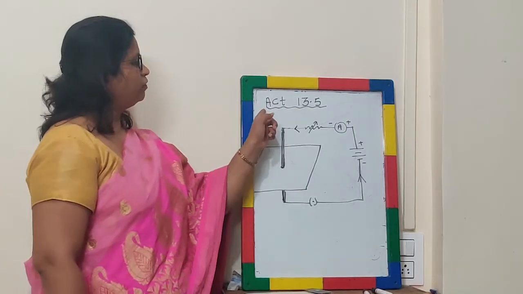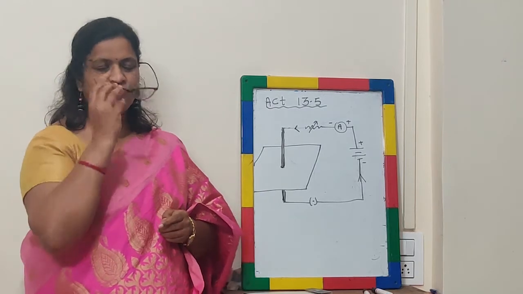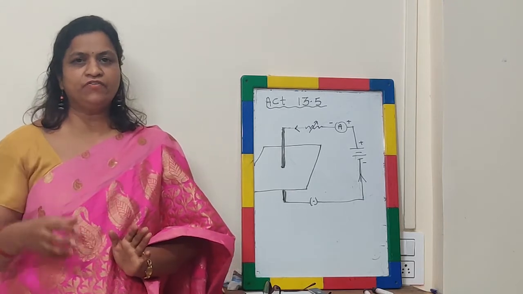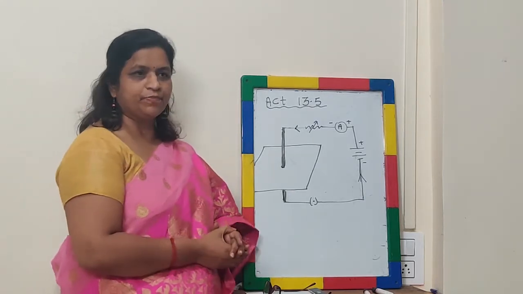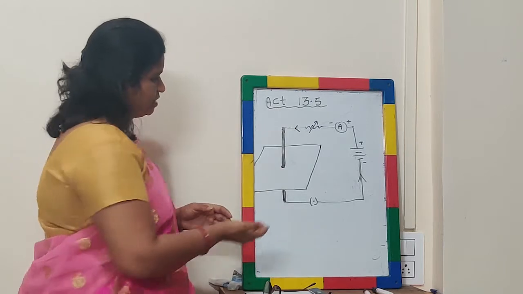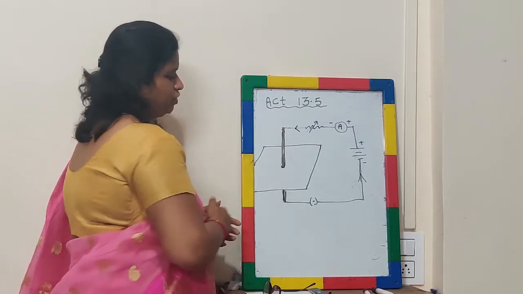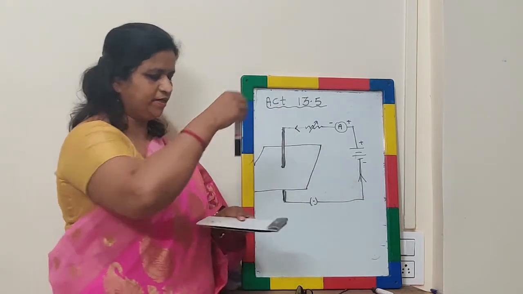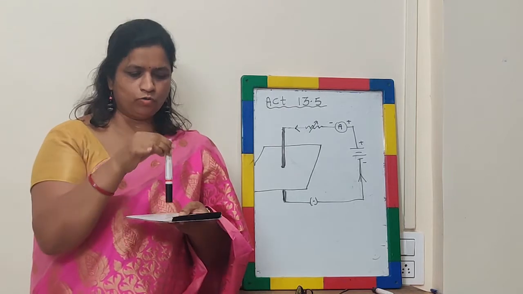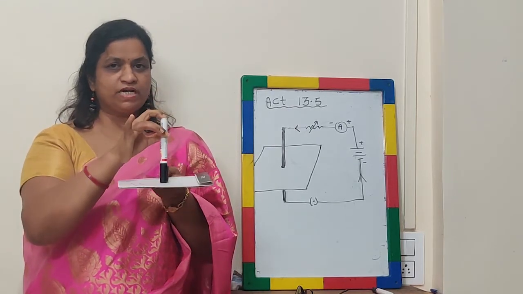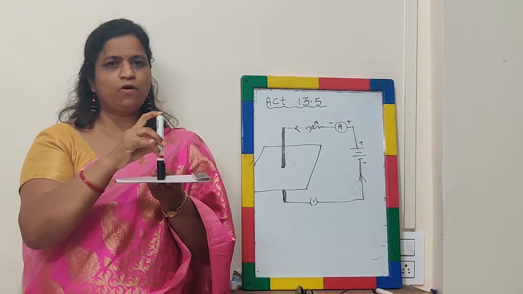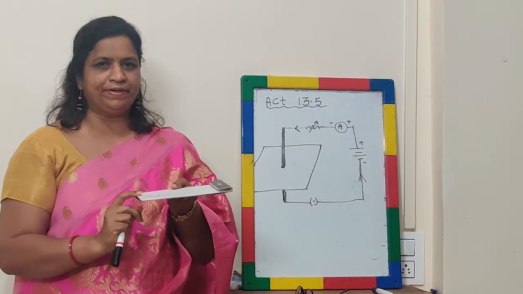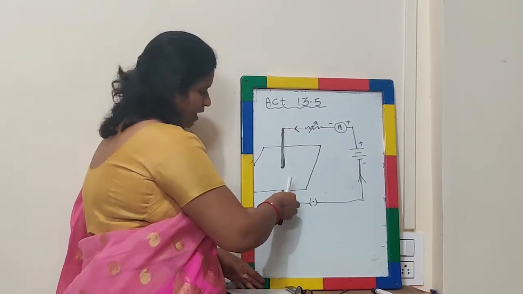Okay students, now we are going to see activity 13.5. In this activity we will get an idea of how magnetic field lines are generated around the conductor. We take a cardboard sheet and make a hole in it, and insert a copper rod through it. This copper rod and the cardboard sheet are perpendicular to each other. This is how we make the arrangement.